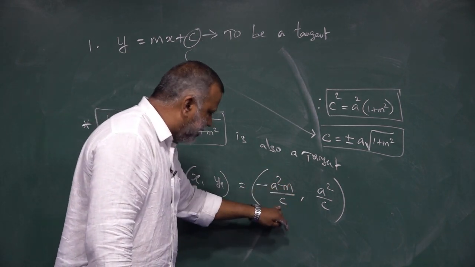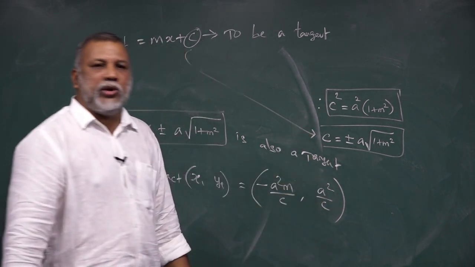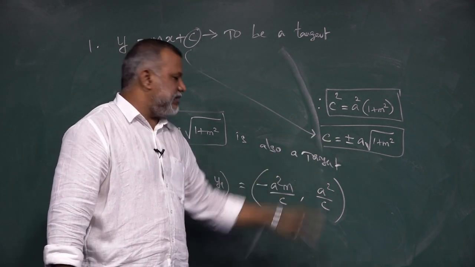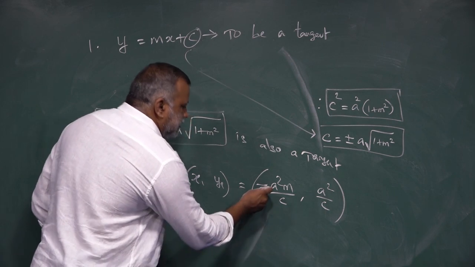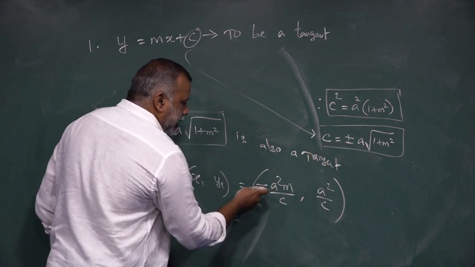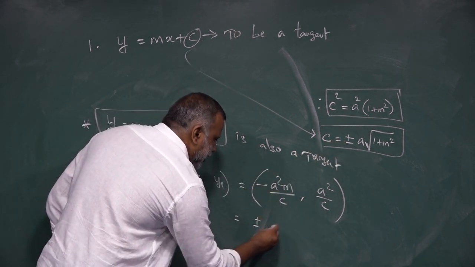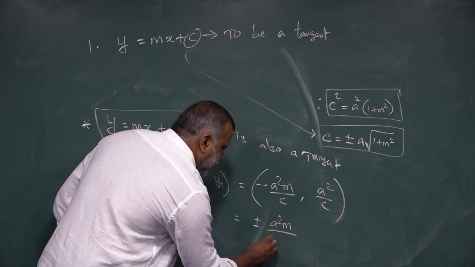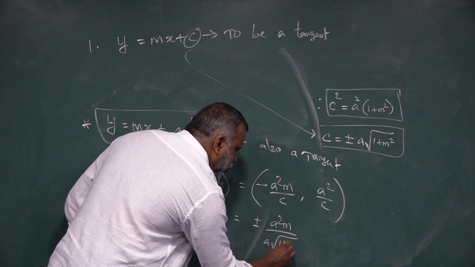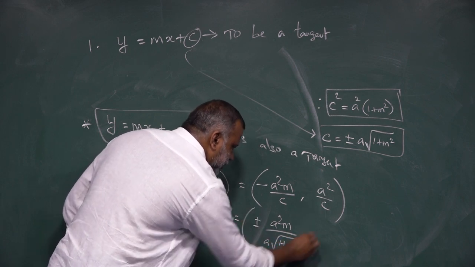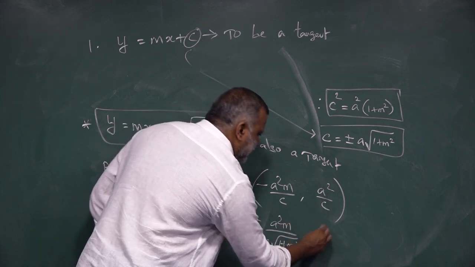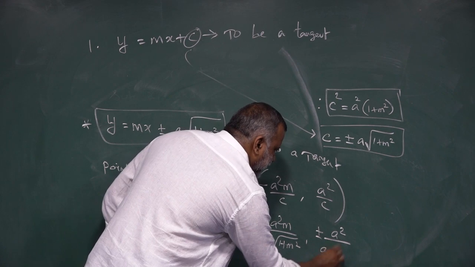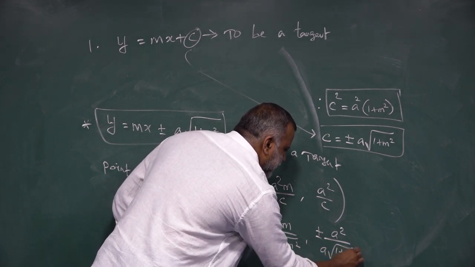Minus a squared m by c comma a squared by c is the point of contact. In this we can replace the value of c. Therefore, we can write plus or minus a squared m divided by the value of c, which equals a root of 1 plus m squared. Here, instead of c, we are using plus or minus a root of 1 plus m squared, so I can write a squared divided by a into root of 1 plus m squared.